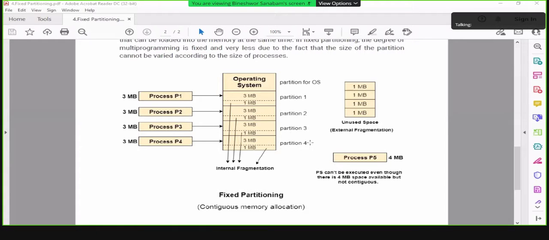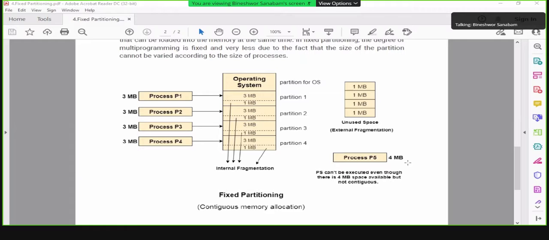Coming to the external fragmentation. So overall, we know that we have 4 units, like 4 MB, of free space. We have one for the first one and 2 for the second one, then 3 and 4. So in total we have 4 MB of space being wasted which cannot be used. Even though there are 4 MB of storage available, we cannot use it to allocate a new process, let's say P5, which requires 4 MB.